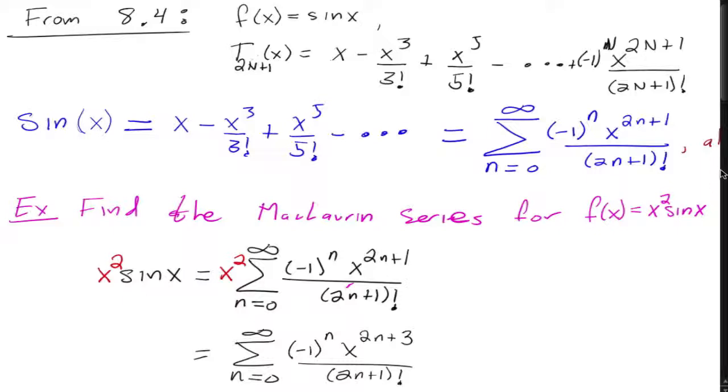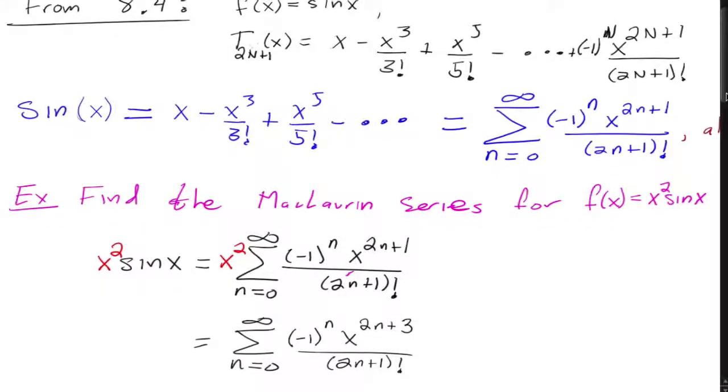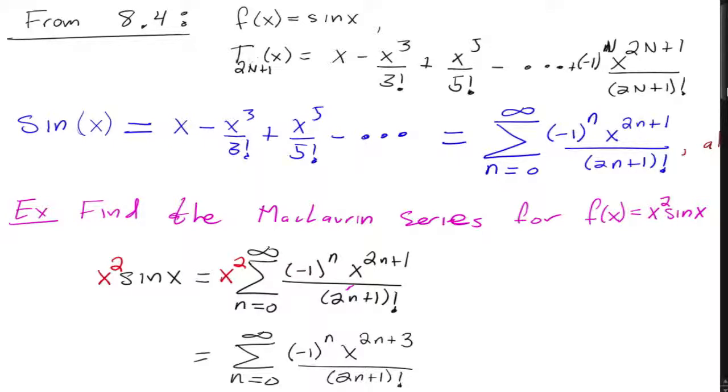So is that all the ones we need to know? Well, you need to know sine, cosine, e to the x, 1 over 1 minus x. Those are the big ones. And then you can use those to find other ones.